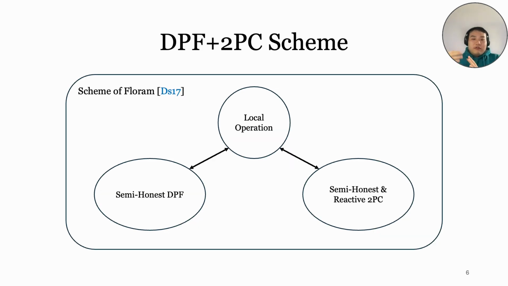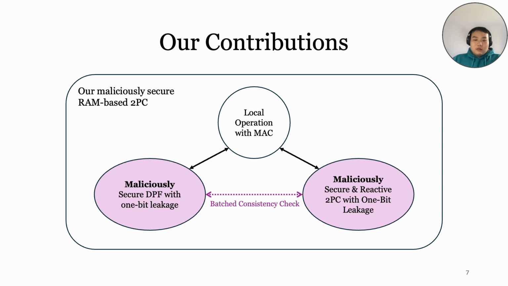As our protocols closely follow this new line, DPF plus 2PC, I would like to firstly introduce a very high-level idea of this scheme and take DI17 as an example. In that scheme, they use a semi-honest secure DPF protocol and a semi-honest secure and reactive 2PC protocol as two building blocks. Then they design customized protocols of local operations connecting these two key building blocks to make a RAM-based 2PC protocol.